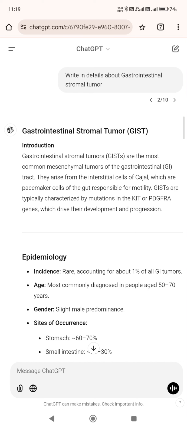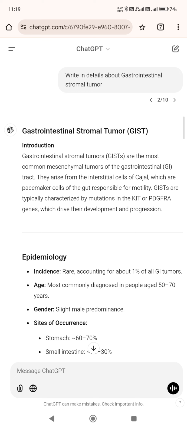Gastrointestinal stromal tumor, GIST, introduction. Gastrointestinal stromal tumors, GISTs, are the most common mesenchymal tumors of the gastrointestinal GI tract. They arise from the interstitial cells of Cajal, which are pacemaker cells of the gut responsible for motility. GISTs are typically characterized by mutations in the KIT or PDGFRA genes, which drive their development and progression.